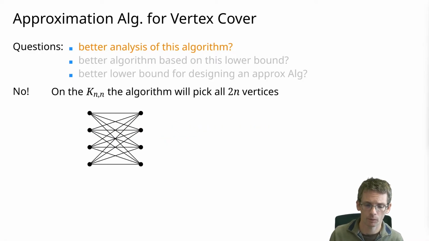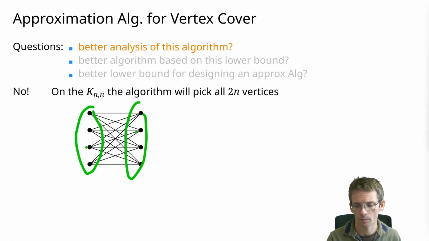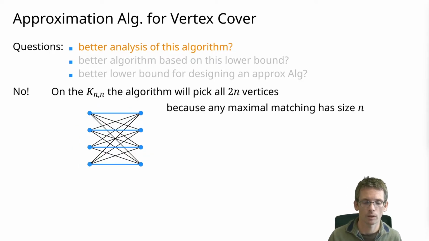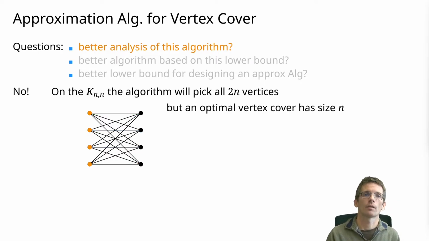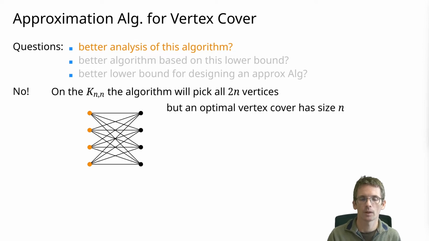If I have a complete bipartite graph, so I have n vertices here, n vertices here, and between every vertex on the left and every vertex on the right, an edge, then a maximal matching would be, for instance, this one, where for every vertex here I connect to a vertex there. The matching has size n, the vertex cover has size 2n. But an optimal vertex cover simply picks vertices from one of the sides, which is n, meaning that in this example, the approximation factor that we get is actually exactly 2.